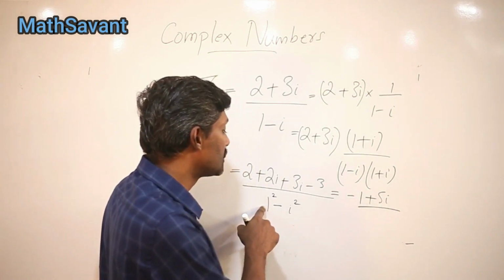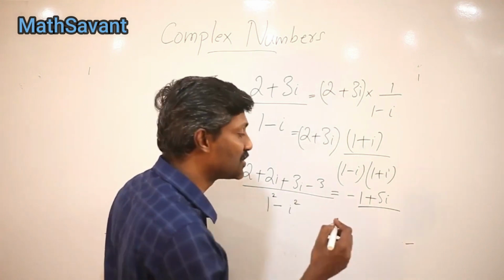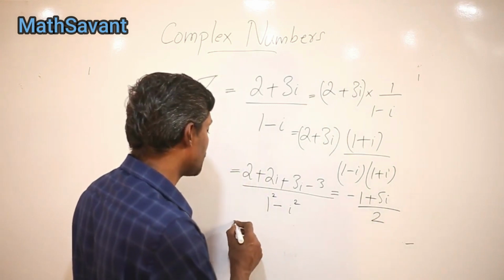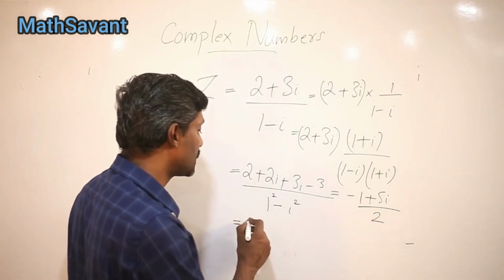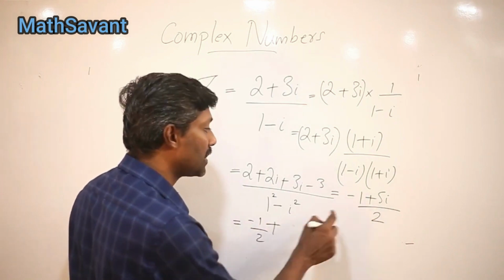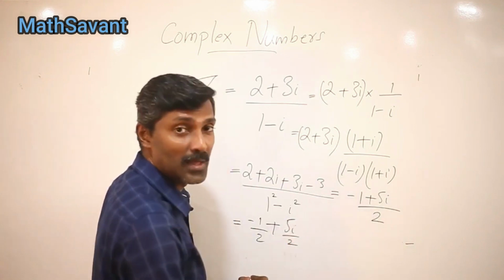So 1 squared is 1. So 1 minus (minus 1), you get 1 plus 1, which is 2. So this is the complex number. Again, we can write it as, if you divide it separately, you get minus 1 divided by 2, which is the real part, plus 5i divided by 2, which is the imaginary part.